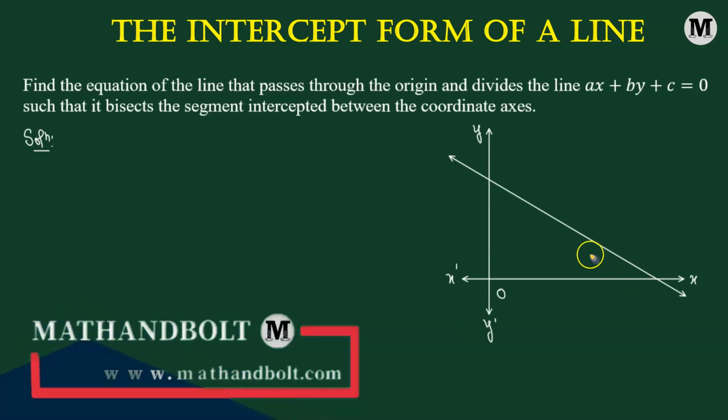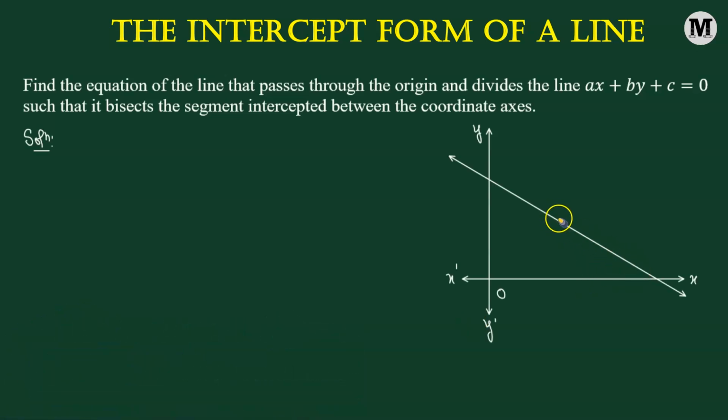So here we have the xy plane and we have the line with the equation ax plus by plus c equals 0. Now clearly this line intersects the x-axis at the point A and the y-axis at the point B. So what we'll have to do is find out the equation of another line, which is going to pass through the origin and bisect the line segment AB.